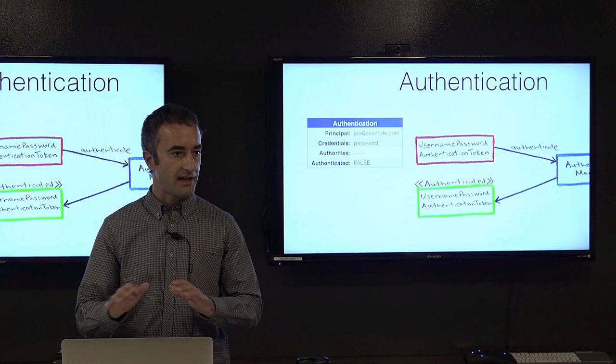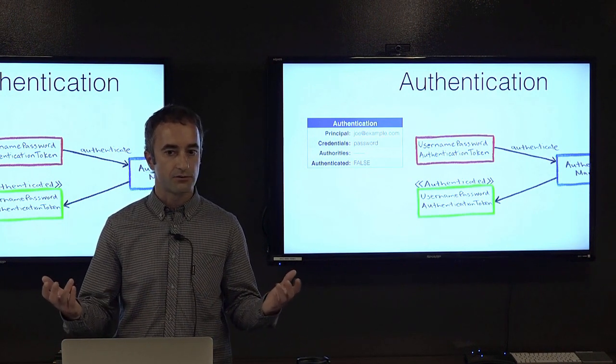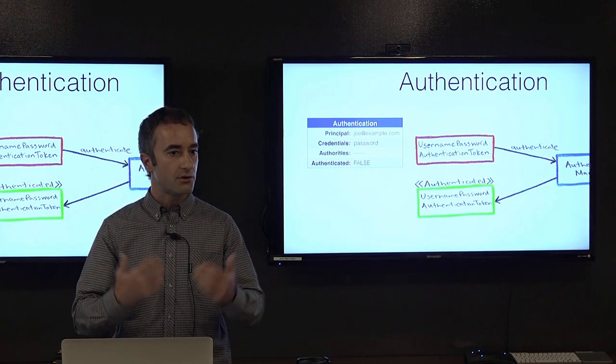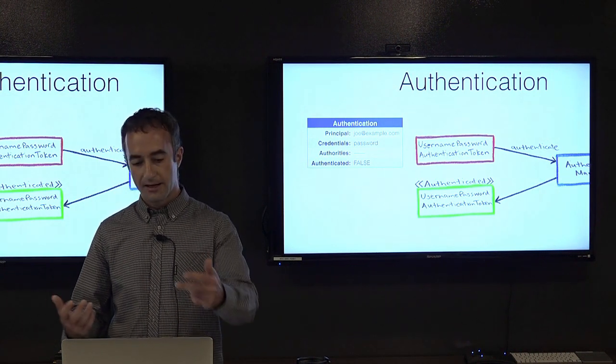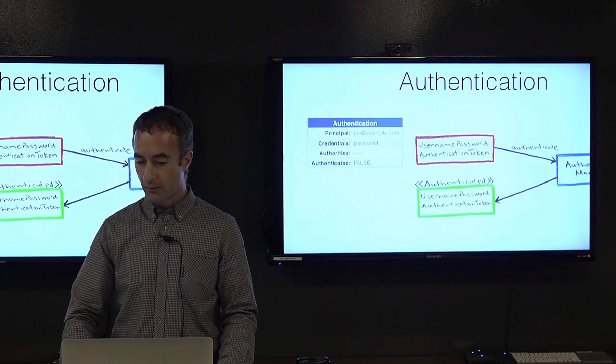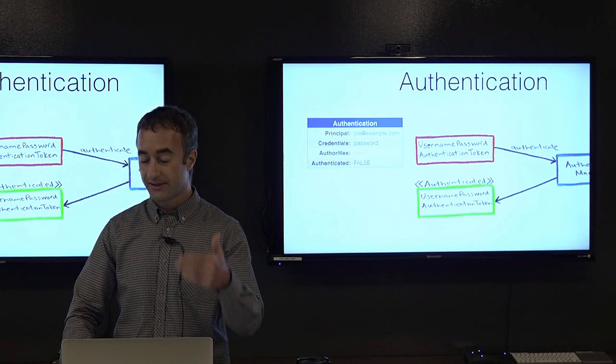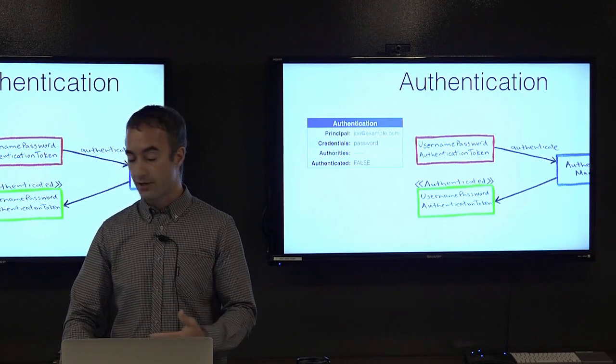Authorities: there are no authorities now because I haven't authenticated, so I don't know what authorities I have. You only know that after we've authenticated. And the flag is, obviously, that I'm not authenticated. These four attributes are the core attributes of the authentication object.